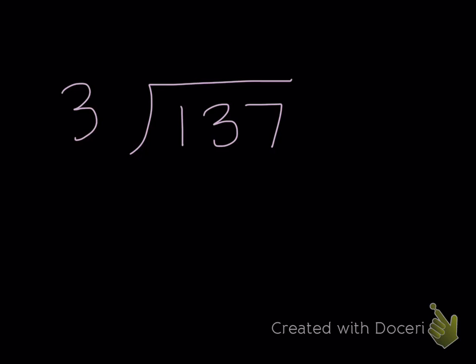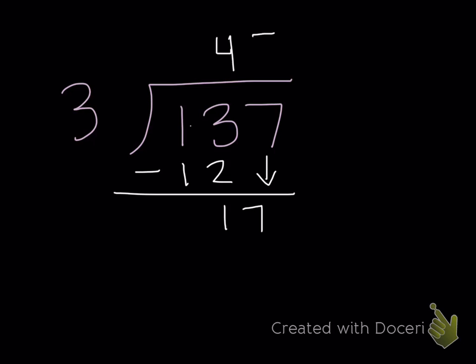Figure out, so 3 doesn't go into 1 at all, so I'm moving over to 13. 3 goes into 13 evenly 4 times. So then we multiply the 3 and the 4 and we get 12. Then we subtract and you get 1. We drop the 7. 3 goes into 17 evenly 5 times. 3 times 5 is 15. And we subtract.